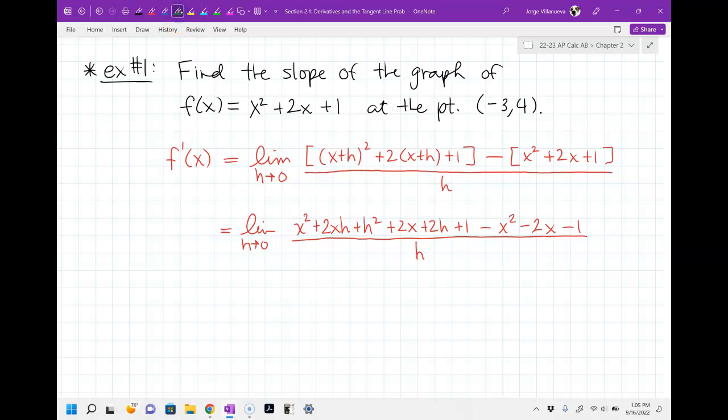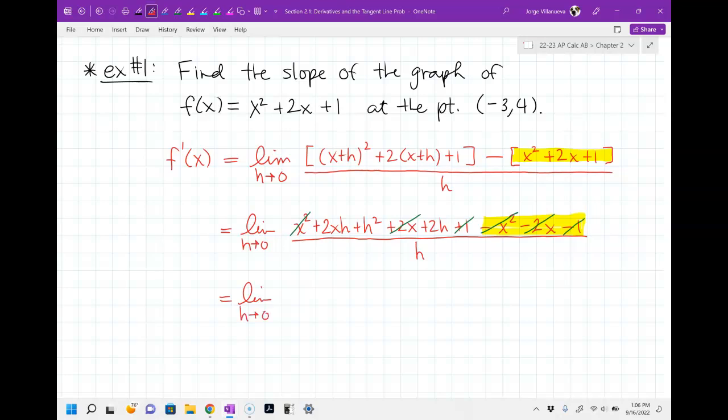As you can see, I am able to get rid of x squared with minus x squared. I can get rid of a positive 2x with a negative 2x, and a positive 1 with a negative 1. So notice how these three terms that came from here are now gone. That's how you know you're on the right track. They should disappear. All right, so let's rewrite.